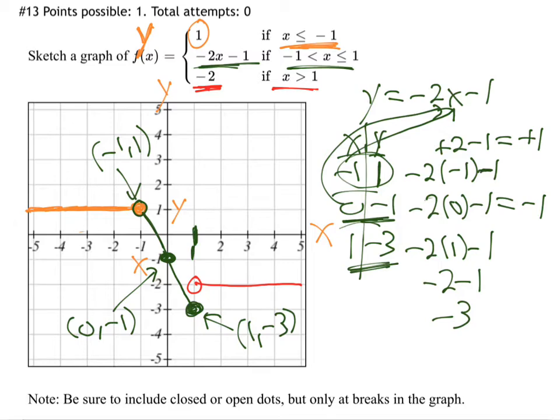You see what happened there? I did the three dots that came from the middle part of the function, y equals minus 2x minus 1. I just plugged in the three x values, negative 1, 0, and 1, got the y values, and put the three dots on there. Connected them up, and there it is.